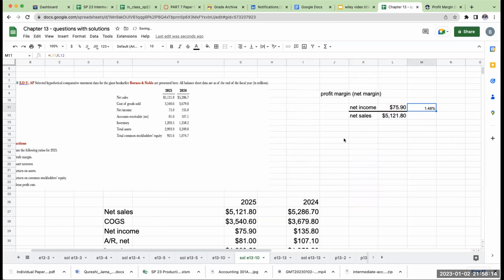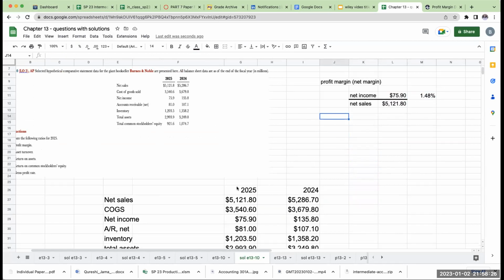Is that good or bad? It just depends on the industry that you're in. Every single business is different. But this is how we go through and compute the profit margin, also sometimes known as the net margin. Again, if you're taking my class, that's how we'll go through and do it.